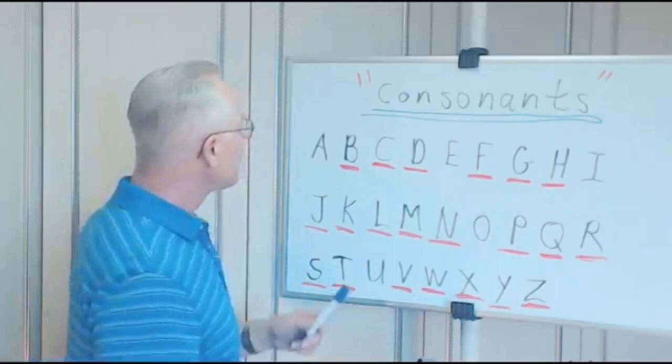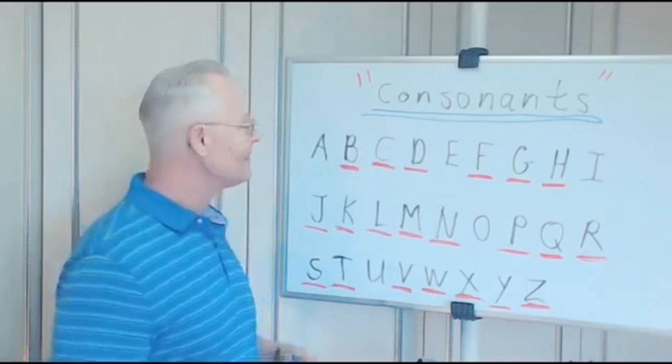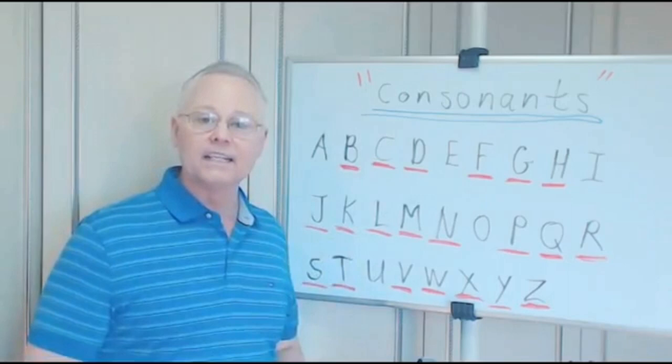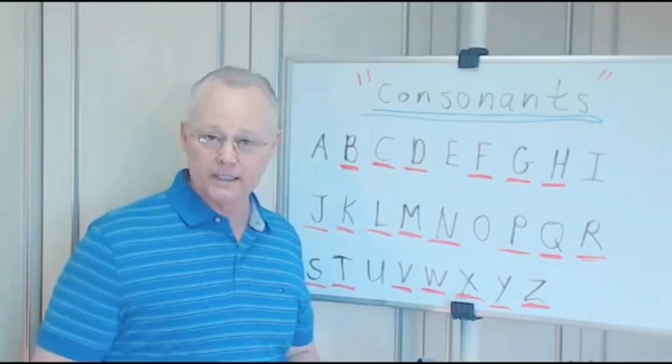Okay? Now, B. Please repeat it with me. B. As in, bye, bicycle. K. As in the word cat, meow, a cat. Also, it could sound like the S sound, as in the word celery, C-E-L-E-R-Y, celery. That's a vegetable.